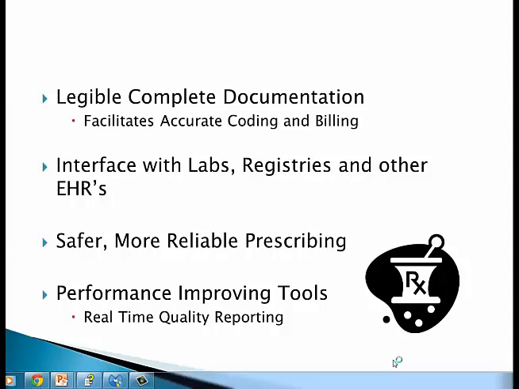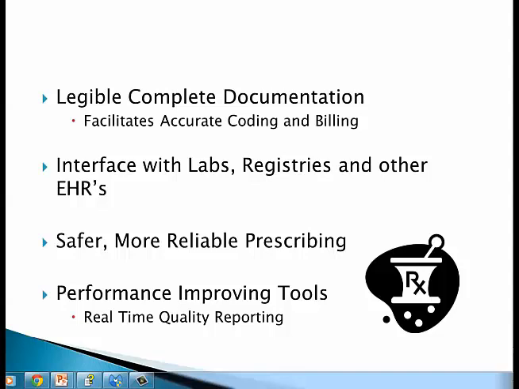Other benefits that an EMR has to a physician are legible, complete documentation. Everything's in one place. It's easy to read, and it's easy to read what others have documented. It facilitates accurate coding and billing. There's no more questions about what was written. The codes are there. It's easier for the billers to pick it up. It makes a better situation for all.